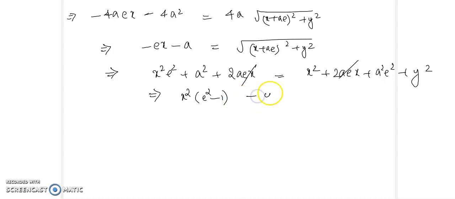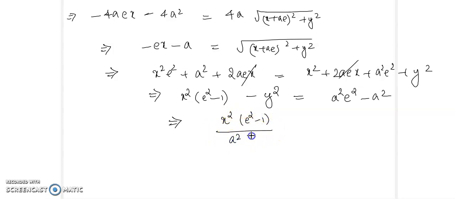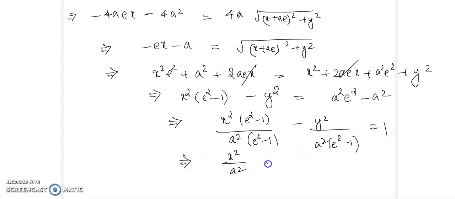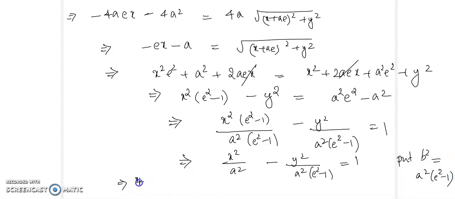Now bring y square to the left side. So minus y square, this will be equal to a square e square minus a square. So that is going to give x square (e square minus 1) by a square (e square minus 1) minus y square by a square (e square minus 1) equal to 1. So that is x square by a square minus y square by a square (e square minus 1) equal to 1. So you put b square equal to a square (e square minus 1). So that gives x square by a square minus y square by b square equal to 1. So that is the required locus, which you can see is a hyperbola.